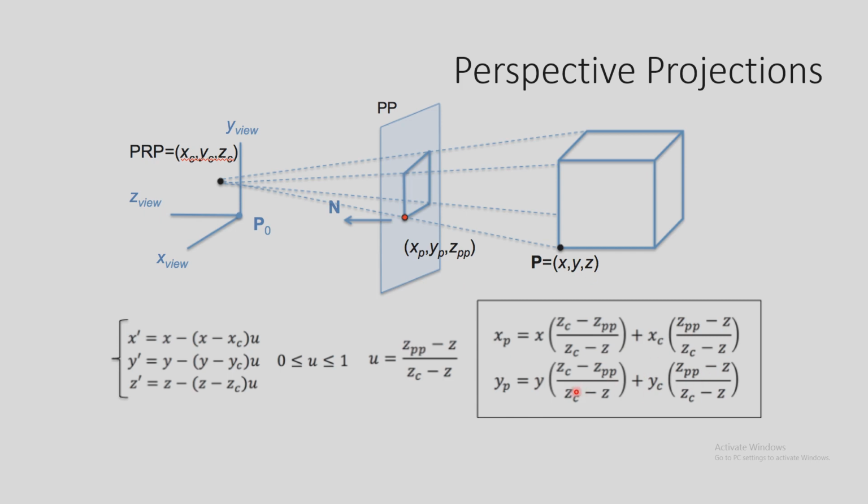Using this equation you can calculate XP. Similarly, using this equation, which also has all the values on the right hand side known to you, you can calculate YP also. So XP and YP will be calculated, and Z, that is ZP, is equal to ZPP. Now you know all three coordinates. ZP is equal to the Z coordinate of the view plane. This way you can calculate the projection of one point.